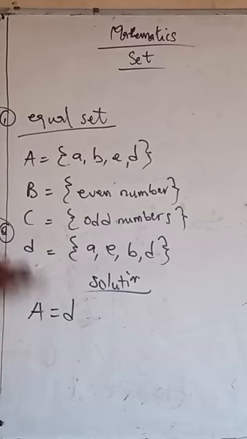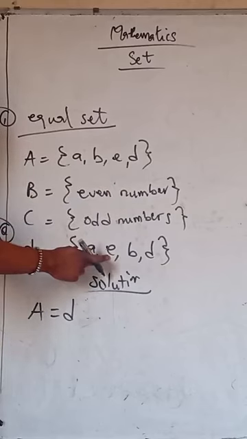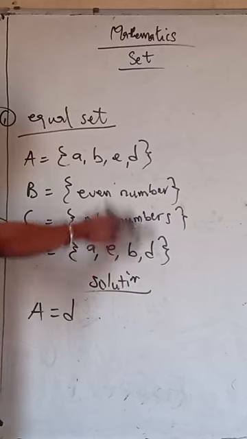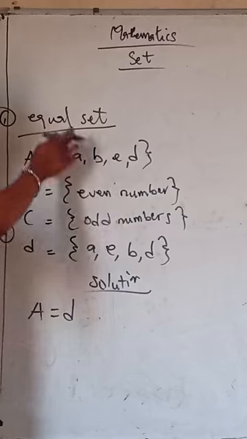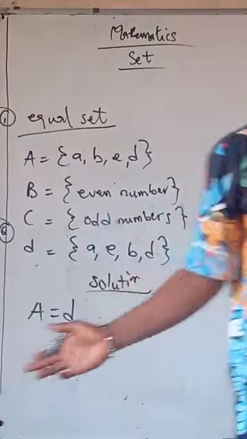Let me set it down. Equal set. A equal to D, because your A is here, A is here. Your E is here, E is here. Your B is here, B is here. Your D is here, D is here. So these two are having the same set. They are equal sets. So that's about equal sets.